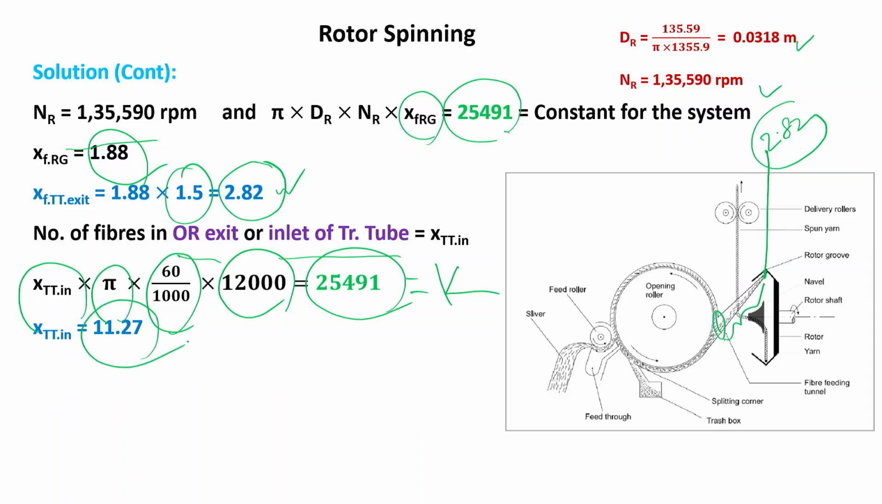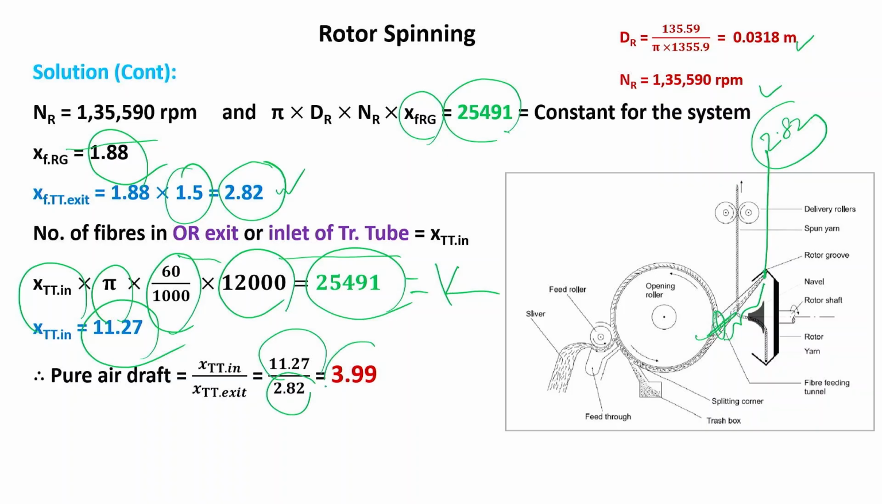So it is 11.27 fibers when the fibers are entering into the transport tube. So entering is 11.27 and exit is 2.82. So the pure air draft will be 11.27 divided by 2.82, which is 3.99. Approximately 4 drafts are there during the transport, okay, pure air draft.